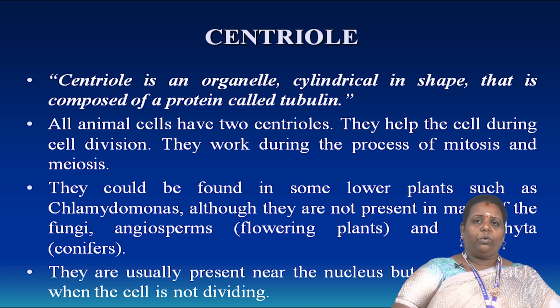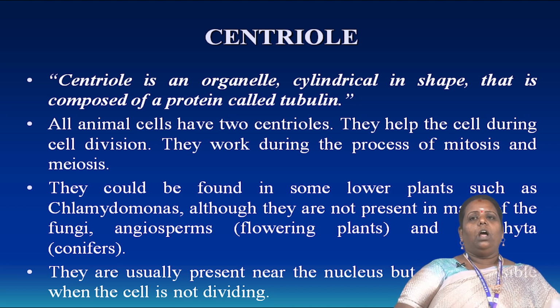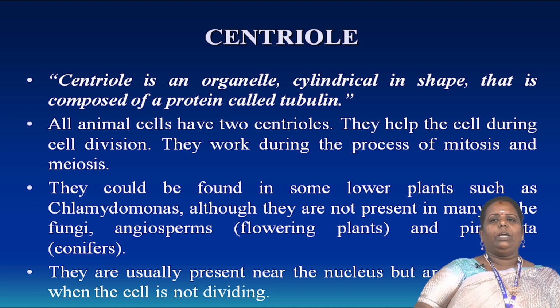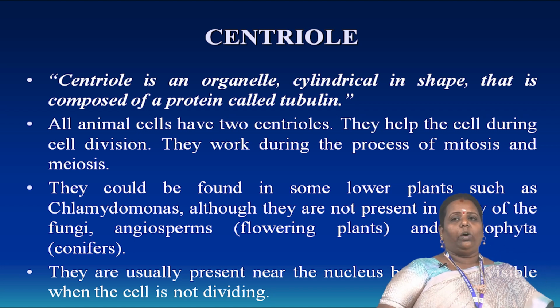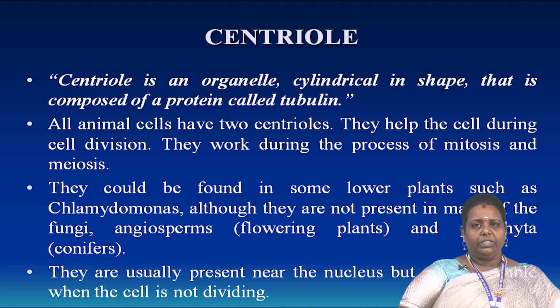After the formation of protein, all animal cells have two centrioles. They help the cell during cell divisions, which is also important. They work during the processes of mitosis and meiosis. Mitosis is a cell division. Meiosis is a reduction division.